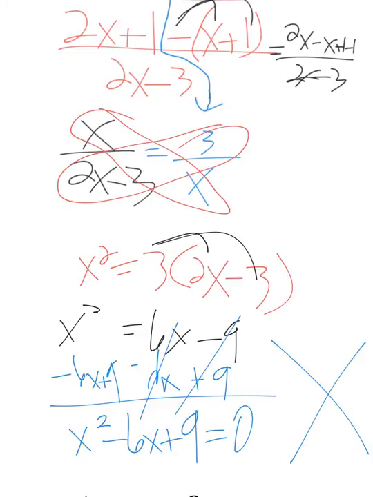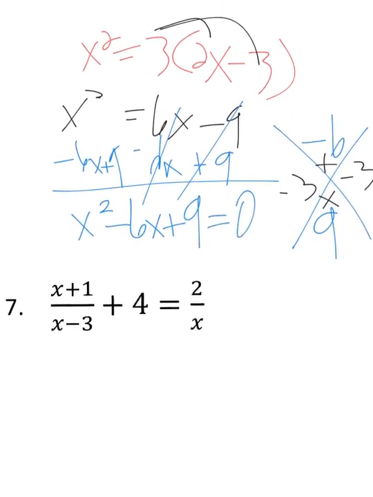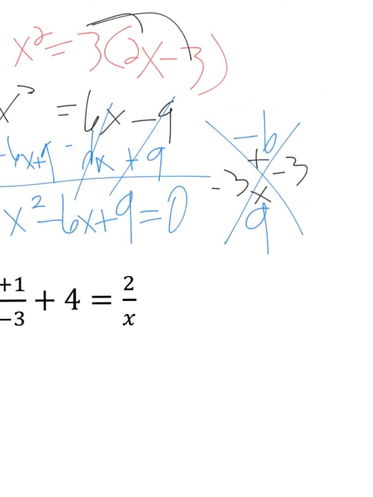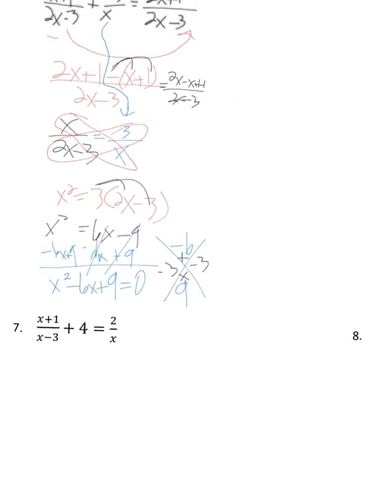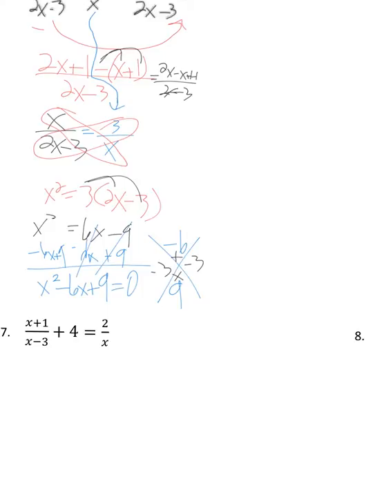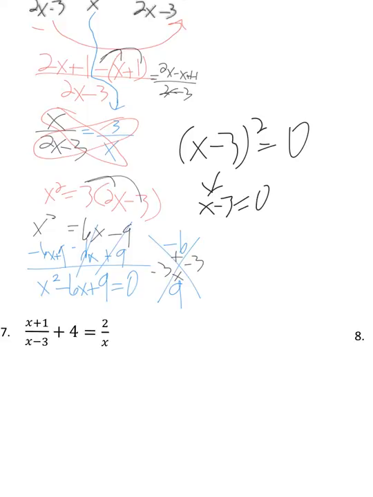What are your factors of 9 that add to negative 6? That would be negative 3 and negative 3. They multiply to get positive 9 and add to get negative 6. So I am going to say, I'll just write it over here. X minus 3 squared equals 0. And so if x minus 3 equals 0, then x must equal 3.